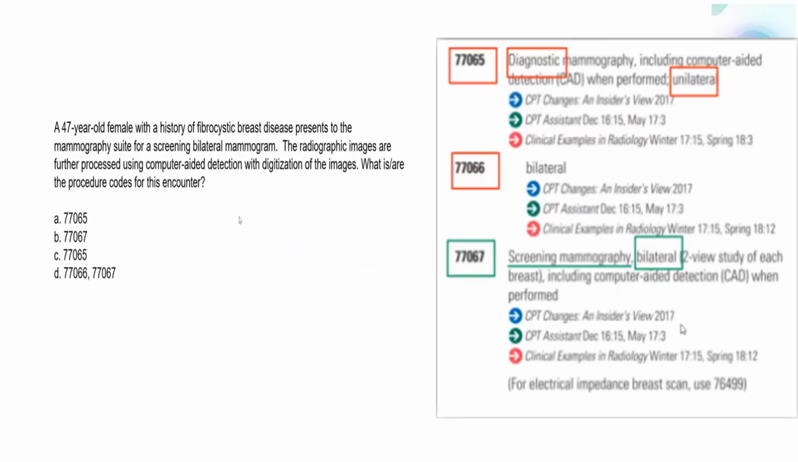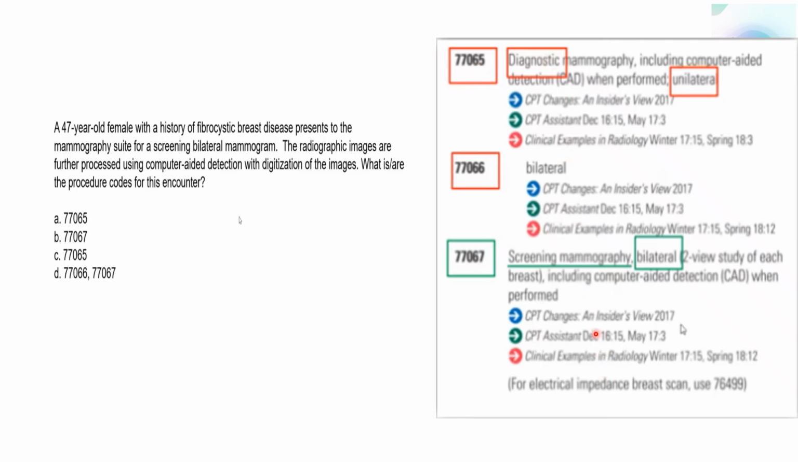So let us take the first question. A 47-year-old female with a history of fibrocystic breast disease presents to the mammography suite for the screening bilateral mammogram. The radiographic images are further processed using CAD detection with digitization of the image. What are the procedure codes for the encounter? So what has happened is the screening bilateral mammogram, and I told you that screening is always bilateral. So let us look at the codes and you tell me the answer.